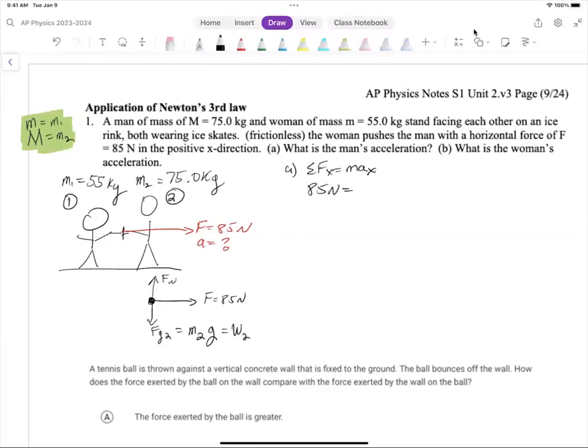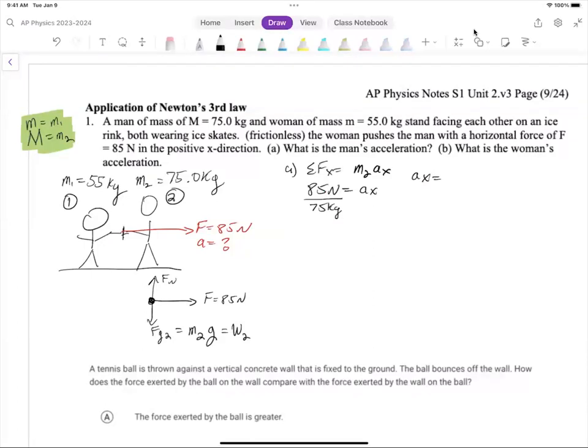It's a positive 85 newtons because it's to the right. Oh, I left off my little symbol, which I defined as M2. What mass am I using? I'm summing the forces equals mass times acceleration. Which mass? Well, this is the man, so mass 2. So I'm going to divide 85 newtons by mass 2, which was 75 kilograms, which will be equal to the acceleration.